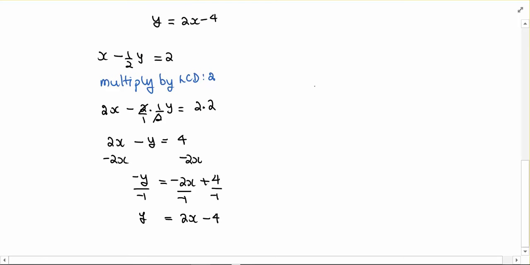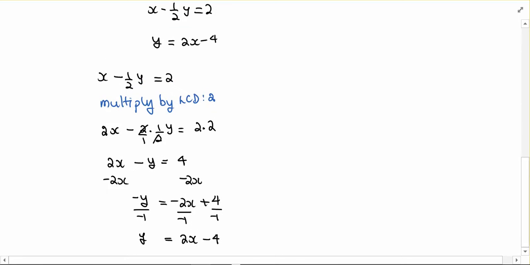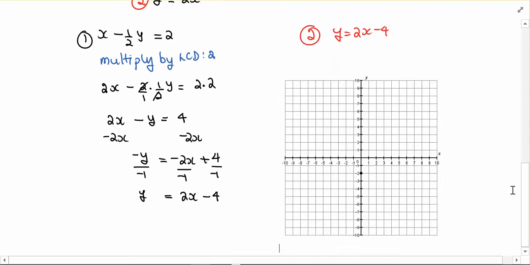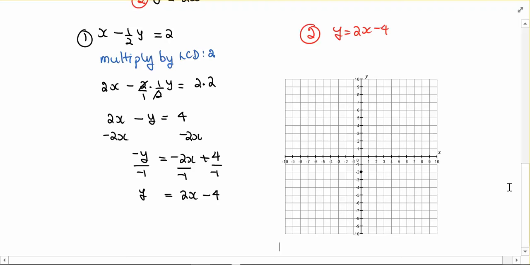Let's take a look at the second equation. I'll do that in red. So this is number 2. So this is 1, 2, y equals 2x minus 4. Hey, that's kind of interesting. And it's the same thing. Let's see what happens. So one nice thing is, of course, let's draw this. That should be easy to do because after all, it's the same line.